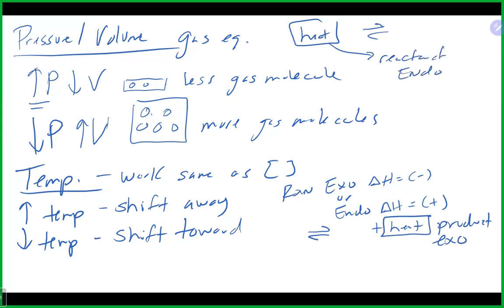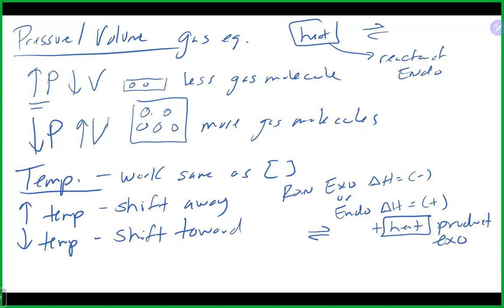And again, if you have an endothermic reaction and you increase the temperature, it will shift away from the reactant side and go to the product side. If you have an endothermic reaction and you decrease the temperature, it will go towards the reactant side. So those are, again, very common ways you can figure that out.